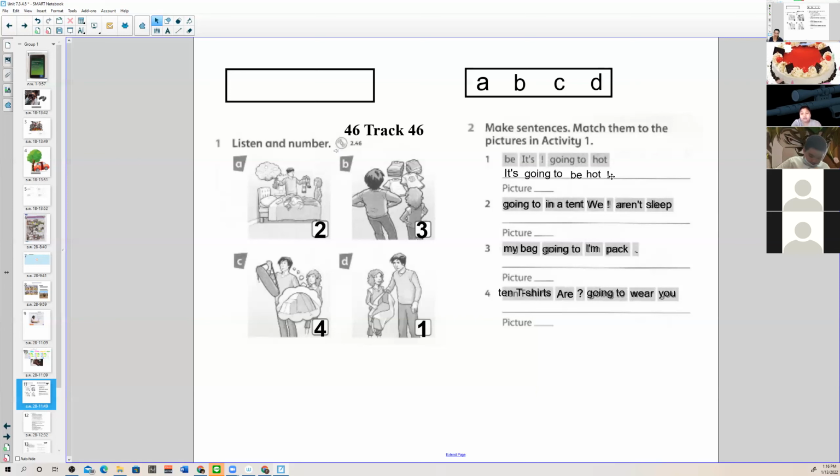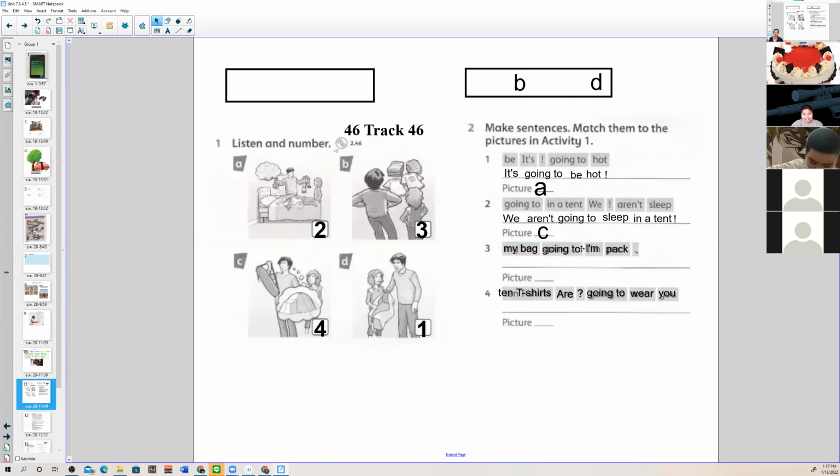Number 2. We are going to sleep in a tent. Which picture? Picture 4. Wait, you see picture C. Hmm?